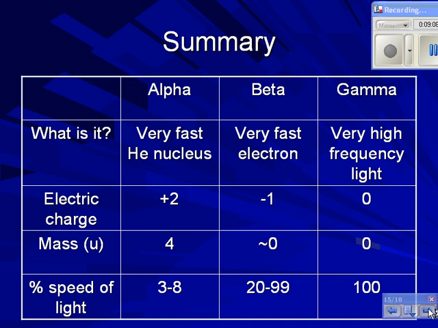They have electric charge of +2, -1, and 0. Their mass in atomic mass units: an alpha particle is 4 because it's 2 protons and 2 neutrons. A beta particle has almost no mass; electrons have a little bit of mass, but not very much. And a gamma ray is massless.